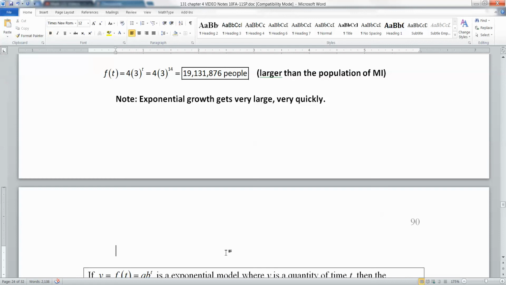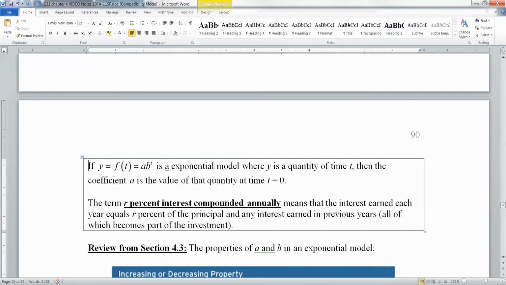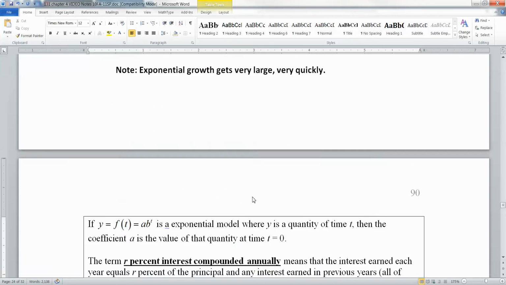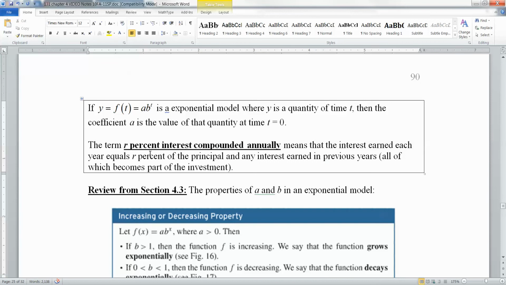All right, so let's look at this. If y is equal to a b to the t is an exponential model where y is the quantity at time t, then the coefficient a is the starting value. We already said that at time 0. That's how we got the 4 right there. Now, keep in mind how this works for interest, because that's a big one for us. Your growth in your bank accounts, your savings accounts, your retirement accounts, that's all exponential growth.